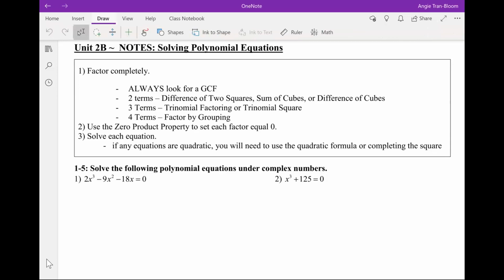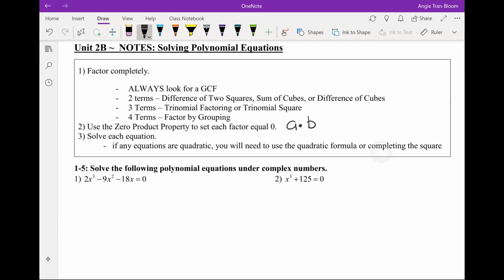Okay, let's remind ourselves really quickly of what the zero product property is. If you have two products, like A times B, those are two factors, and it equals 0. That means either A or B has to be 0. Either A has to be 0 or B has to be 0 or both. So that's what it means.